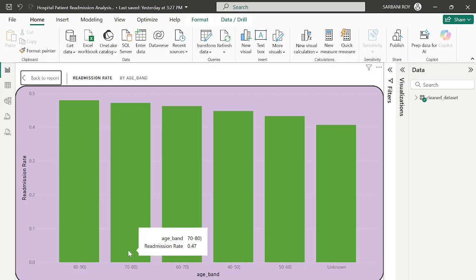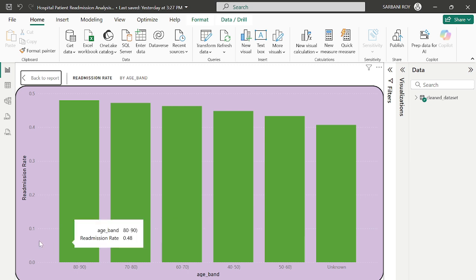Now coming to the next graph, that is between 70 to 80 and 60 to 70. The age groups are also high. After 80 to 90, the next highest readmission rates appear in the age bands 70 to 80 and 60 to 70. This indicates that readmission gradually increases with age, especially from 60 years onwards.